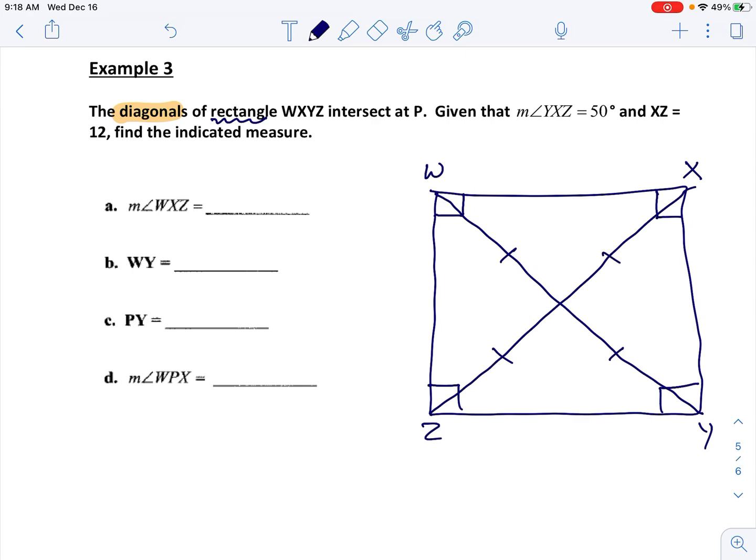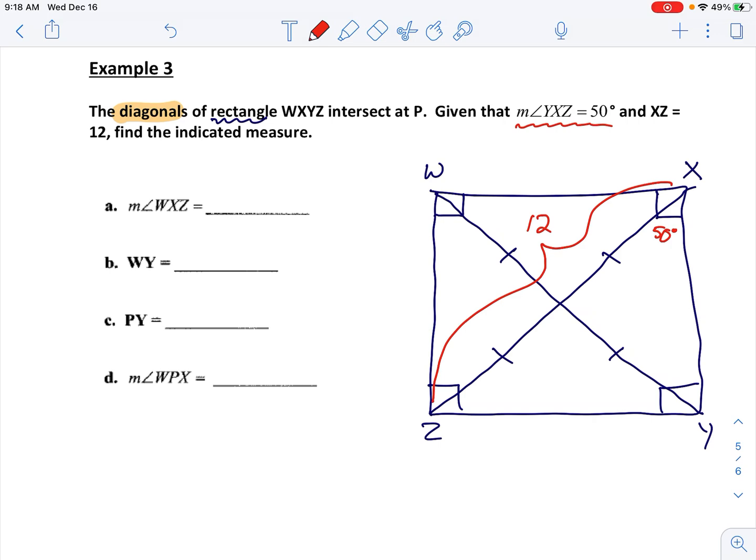So I'm going to add that, and then I'm going to switch over to a different color. Let's put in our given information. So they say angle YXZ is 50 degrees. So YXZ would be this small angle here, 50 degrees. And it says XZ equals 12. So the whole thing, all the way, equals 12.